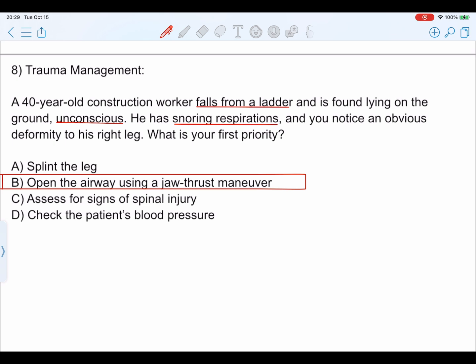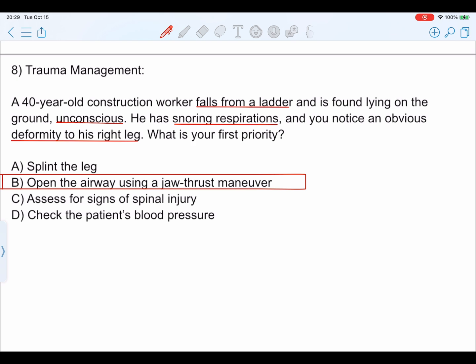A 40-year-old construction worker falls from a ladder and is found lying on the ground unconscious. He has snoring respirations, and you notice an obvious deformity in his right leg. What is your first priority? So, right off the bat, we're given two red flags. We're given this deformity in his leg, which certainly is an issue, but what's more concerning is that snoring respiration. That means he's got something wrong with his respiratory system.